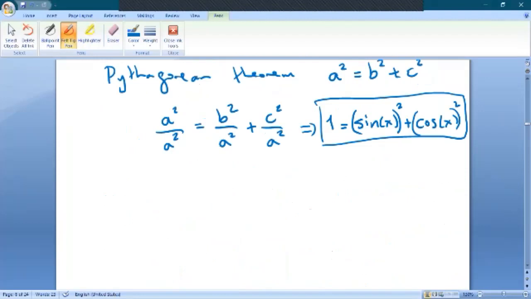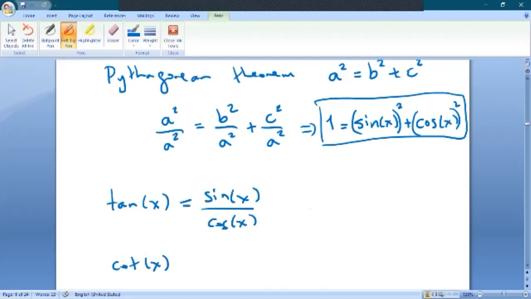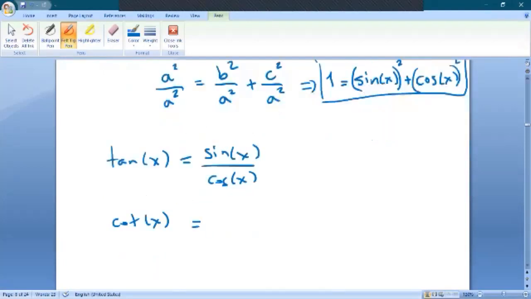And then there are these other identities, tangent and cotangent. These simply come from the ratio of sine and cosine. So sine and cosine are the basic ones. The other 4 trigonometric functions come from these two. Okay, so we need to know these two also. Sine over cosine is tangent, cosine over sine is cotangent.